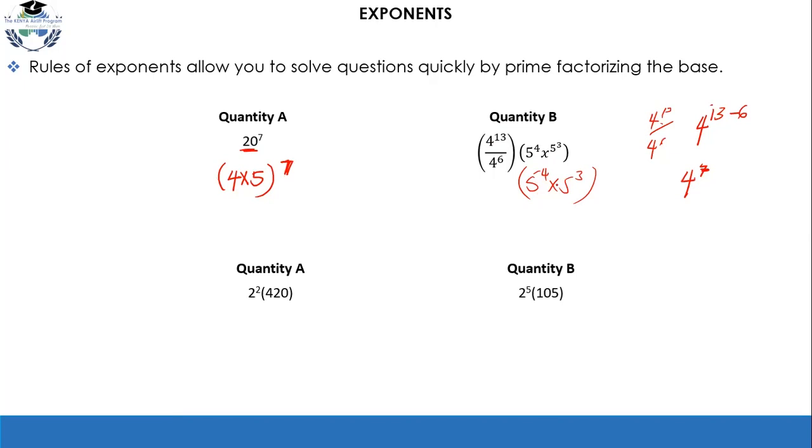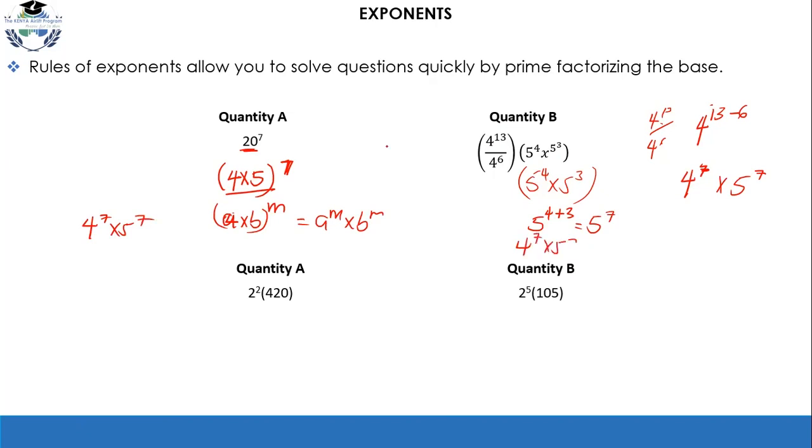And then 5 power 4 times 5 power 3, if it's multiplication, you add the powers, so 5 power 7. So times 5 power 7. We said if you open the bracket, if it's (A times B) power M, this equals A power M times B power M. So (4 times 5) power 7 is going to be 4 power 7 times 5 power 7. You see, it's going to take you 15 seconds to do these questions when you remember the rules of exponents. If you remember those rules, you're able to figure out these questions and solve them very quickly.